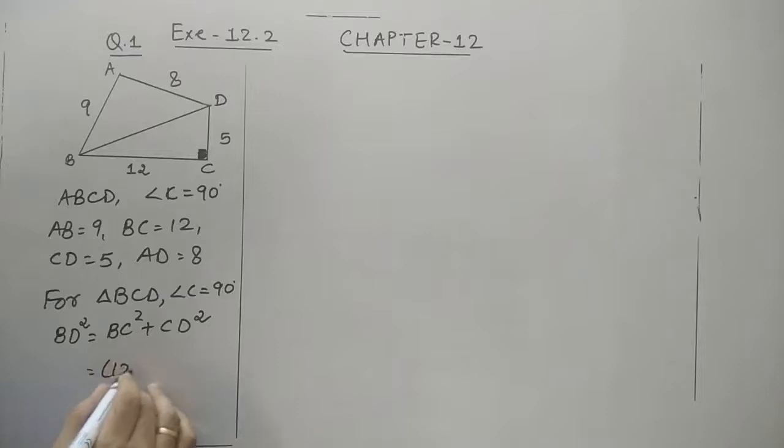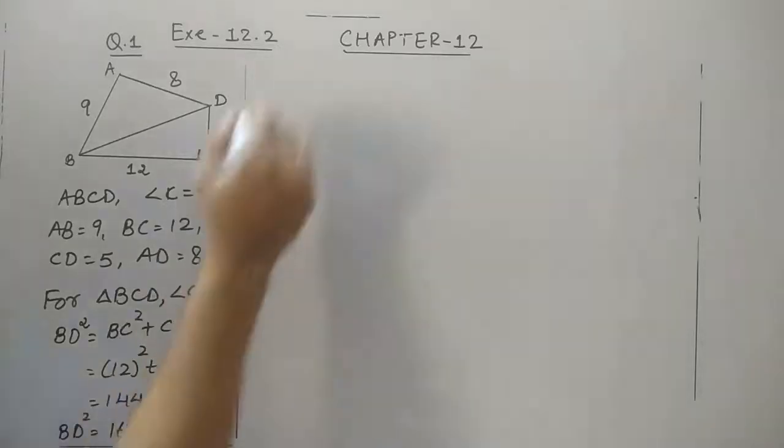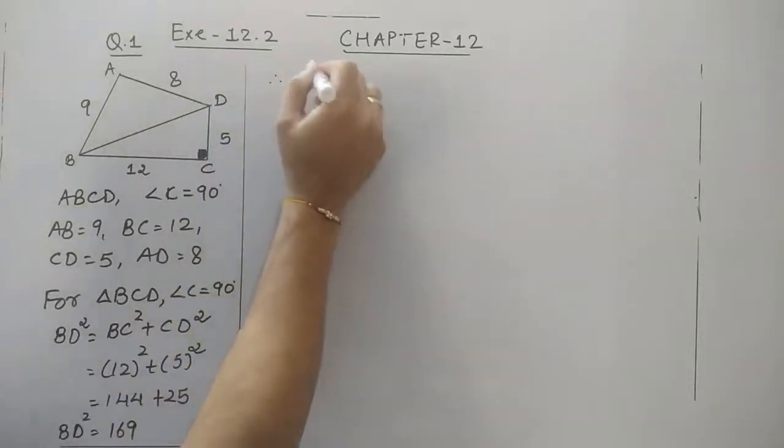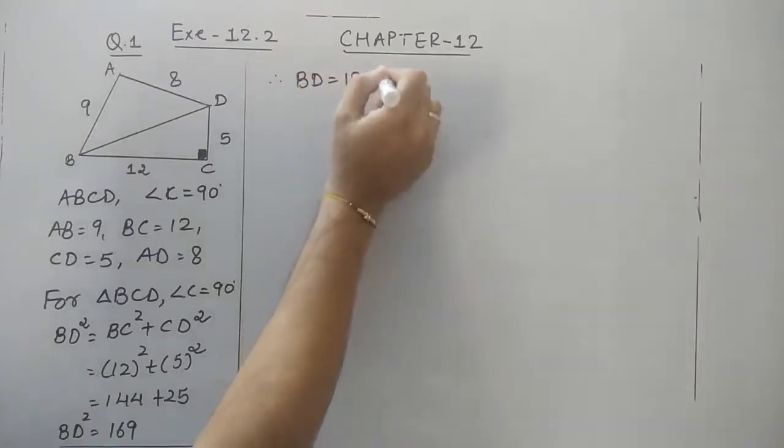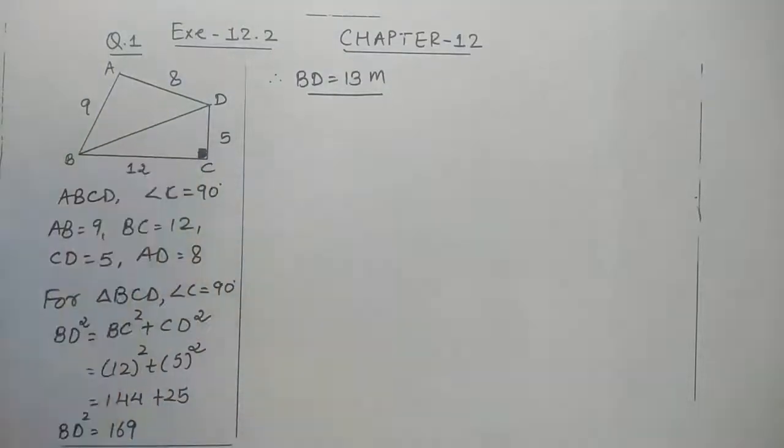We have BC that is 12 and we have CD that is 5. Let's do the sum of these two. The square of 12 is 144 and of 5 is 25. So we will obtain BD square is 169. We know 169 is the square of 13, so BD is 13. Now we have obtained BD, which is 13.